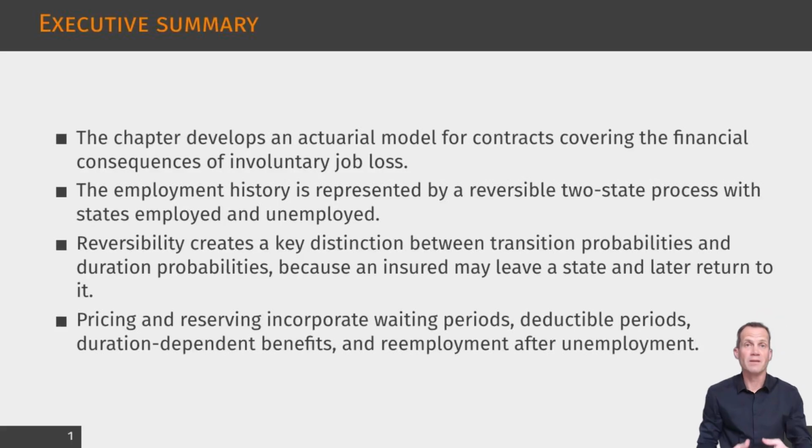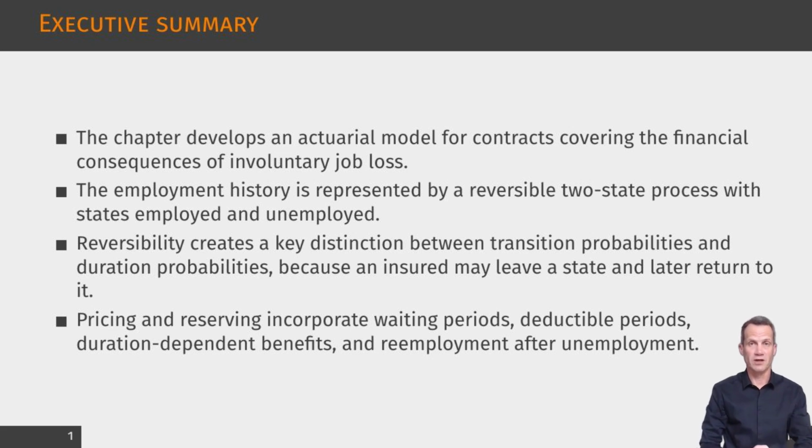The second part turns to valuation with premiums, benefits, pure single premiums, and reserves. The last part explains how the process can be simulated and how the transition rates can be estimated from exposure data. The chapter develops an actuarial model for insurance contracts that compensate the financial consequences of involuntary job loss. The key contractual example is mortgage loan insurance, where a borrower may suddenly lose income but must continue to meet loan payments. The insurer may then cover all or part of the loan installments for a limited period.